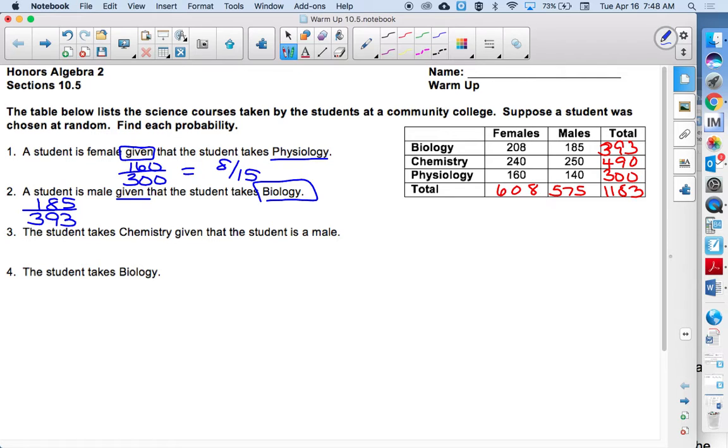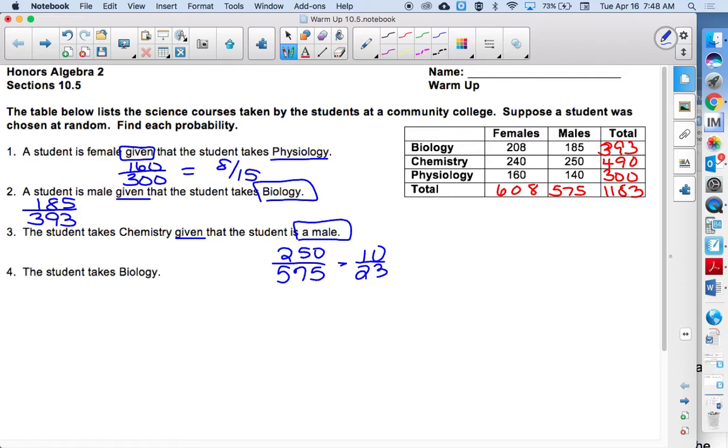The third one says the student takes chemistry. Again, here's the word given that the student is a male. So Connor, what do you have for that one? Student takes chemistry given that the student is a male. 250 over 575, which reduces to 10 over 23. So 575 male students, 250 of them are taking chemistry.